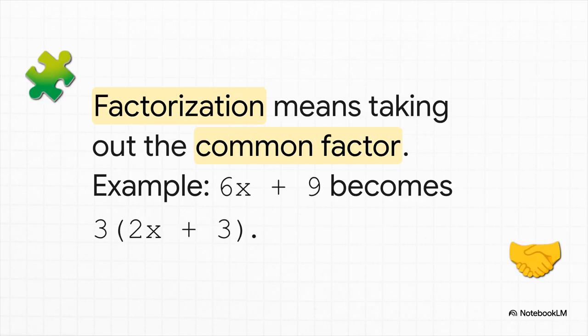And the second core skill is factorization. You can think of this as doing simplification, but in reverse. Instead of putting things together, you're looking for what the terms have in common and pulling it out. In 6x plus 9, what number goes into both 6 and 9? 3. So we pull that 3 out front and see what's left behind. It's a really powerful tool for seeing the hidden structure inside an expression.